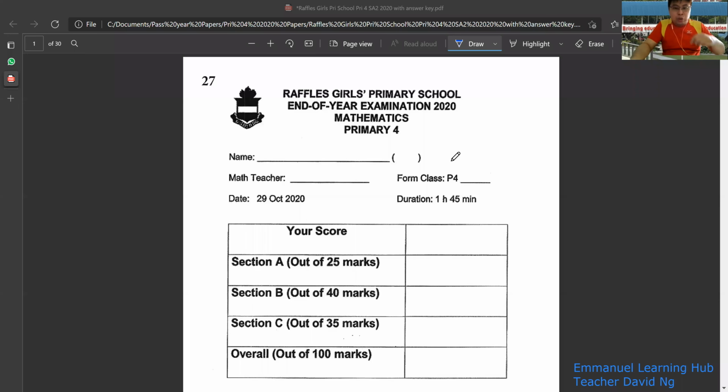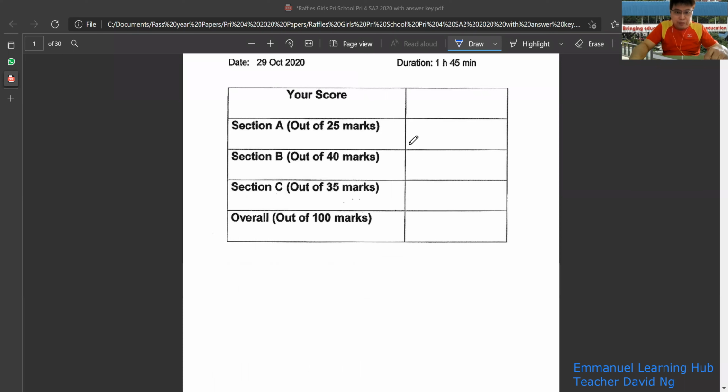Today, I will be going through the Raffles Girls Primary School end of year exam 2020 for Primary 4. I'll only be going through the questions that my student got wrong. So without further ado, let me just quickly go to the questions.